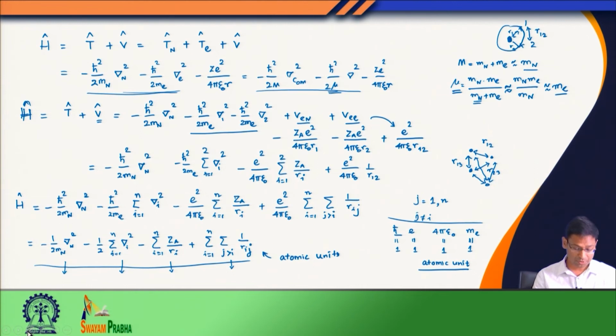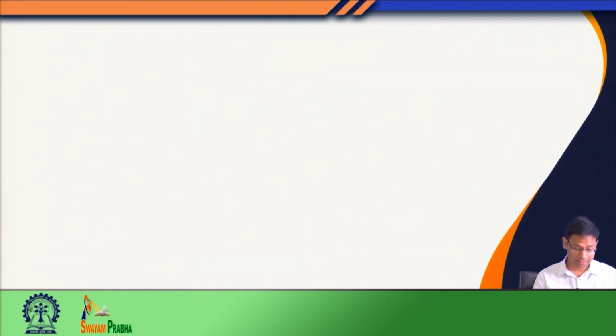Now, what we will do is extend our discussion to molecular systems. In the case of an atomic system, of course, we saw that we have more than one electron.